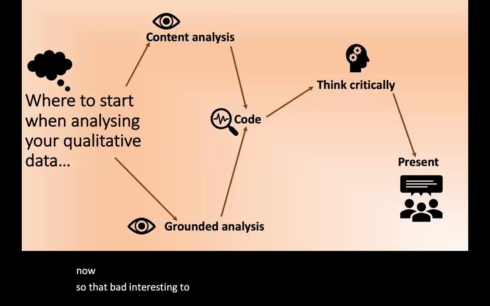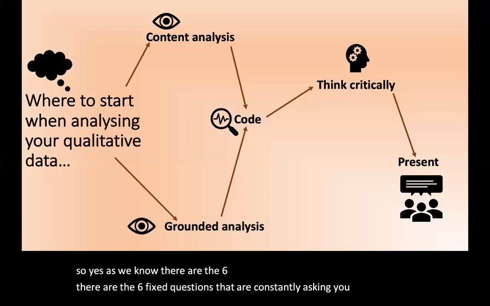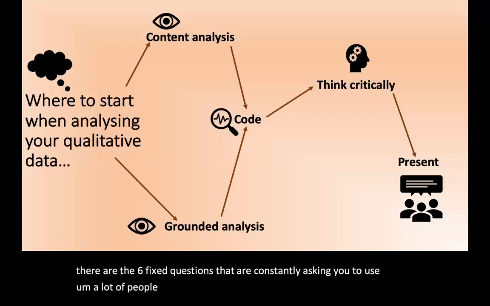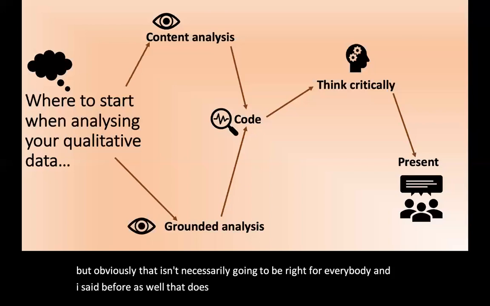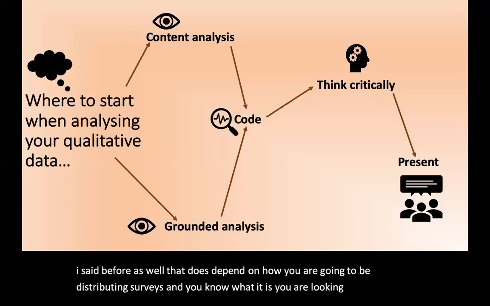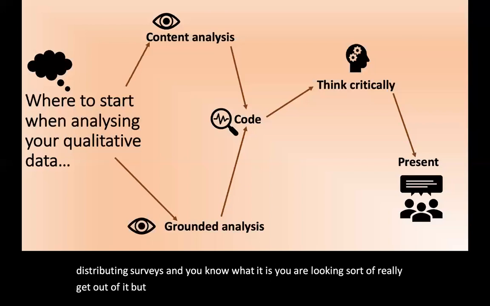I think we might have already discussed this actually before. So yes, as we know, there are the six fixed questions that Arts Council are asking you to use. A lot of people are asking questions in addition to those six, but obviously that isn't necessarily going to be right for everybody. And as said before as well, that does depend on how you are going to be distributing the surveys and what it is that you are looking to really get out of it. But yeah, absolutely. For some people, the six questions will be ample.